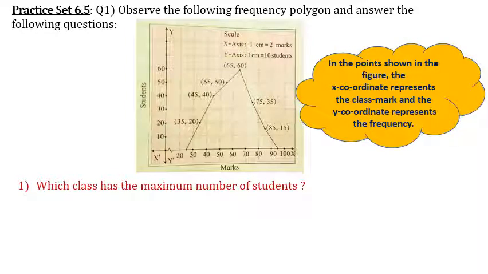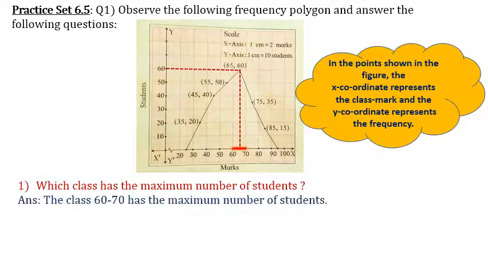Remember that in the points shown in the figure, the x-coordinate represents the class mark and the y-coordinate represents the frequency. Here the maximum frequency 60 corresponds to class mark 65. The class mark 65 corresponds to the class 60 to 70.